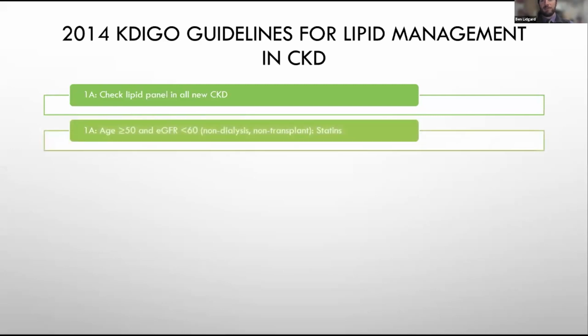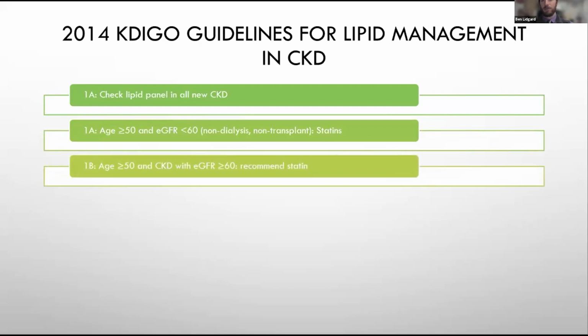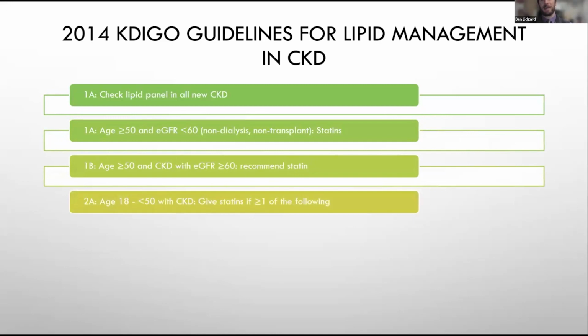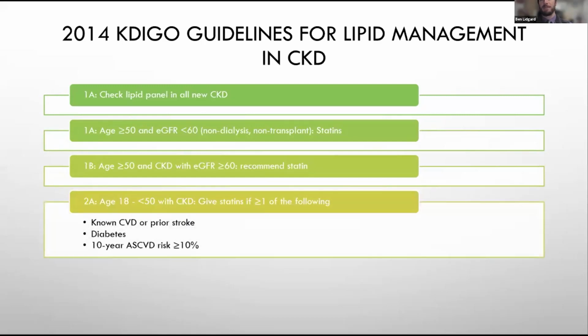Next, patients older than 50 years old with CKD 3A or worse, or an eGFR less than 60, that are not on dialysis are recommended to get a statin therapy. This is in line with the SHARP trial and the meta-analyses. Patients aged at least 50 years with proteinuric CKD and eGFR greater than 60 are recommended to get a statin as well. And then you can consider statin for younger patients if they have known cardiovascular disease or stroke, diabetes, or an elevated 10-year ASCVD risk of 10% or more. Now, this is using the general population studies, the pooled cohort equation, or the Framingham risk score.